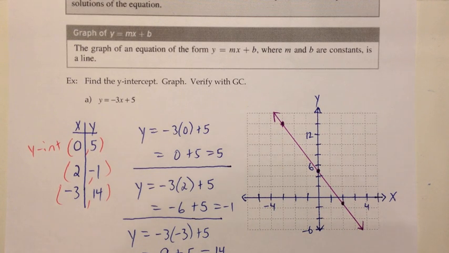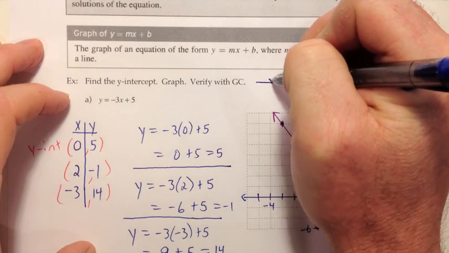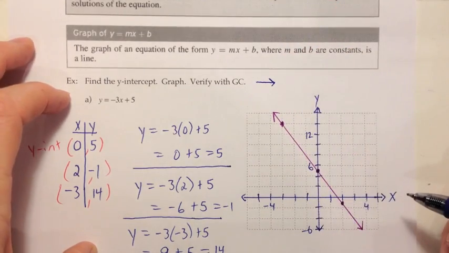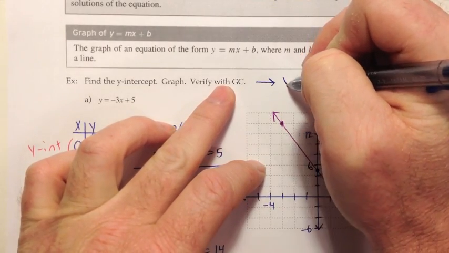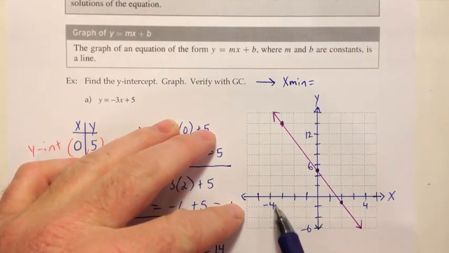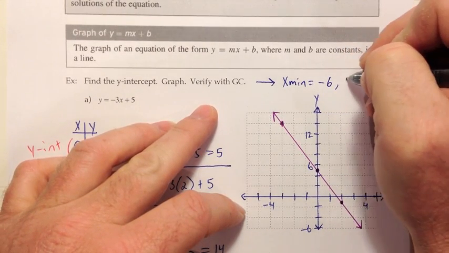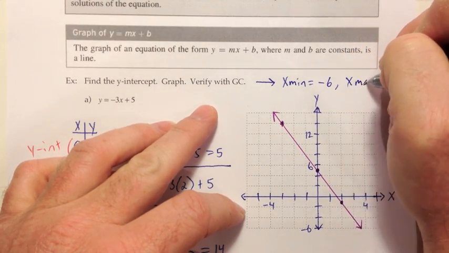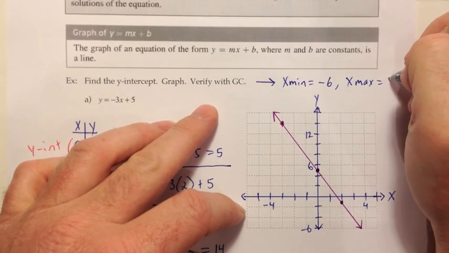Alright, they asked me to verify this on the graphing calculator, and so I'm going to do a little scratch work on paper before I go to the graphing calculator to help me set up my window. I want the window to look basically just like this grid, so I'm going to think about what is the x min and the x max. So the x min on this looks like it would be negative 6. And the x max, 1, 2, 3, 4, and 5.